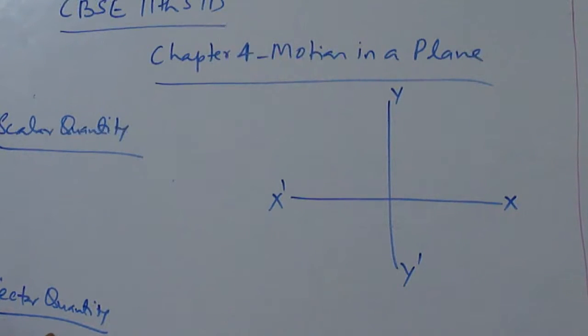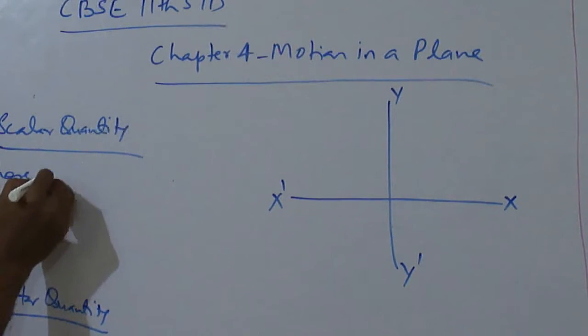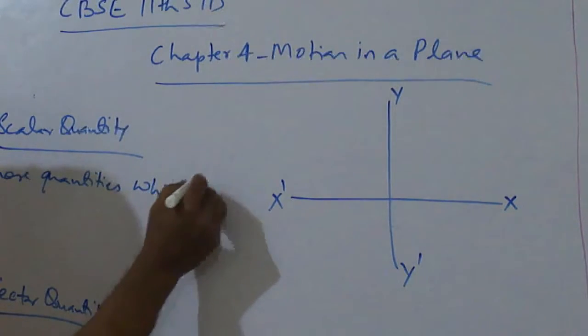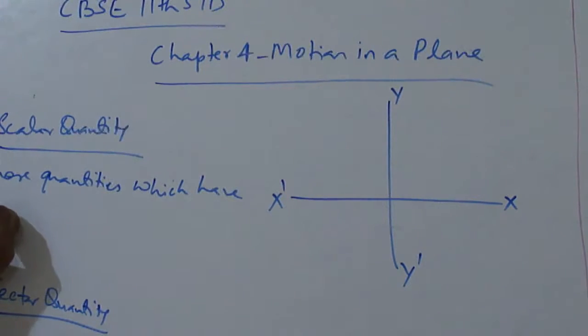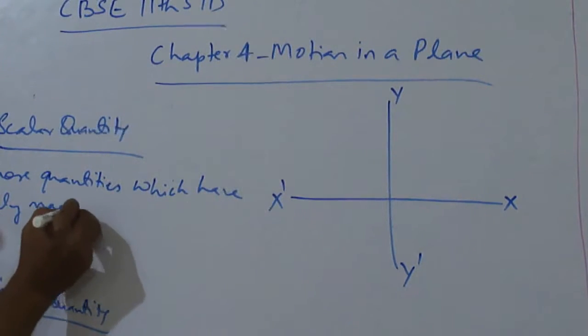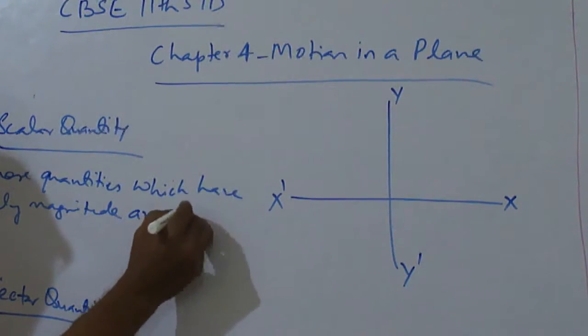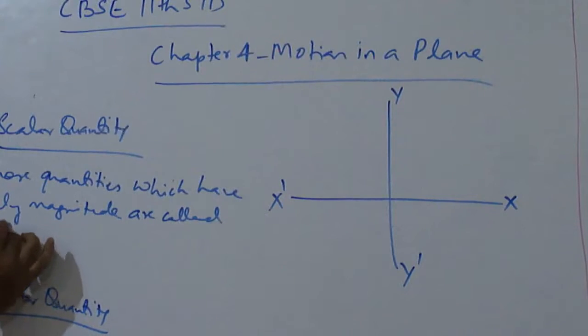Any example for vector quantity? Acceleration, just now we have discussed. Right. Temperature will come under scalar quantity because it does not have any direction. It has only magnitude. Okay. Right. So we will write: those quantities which have only magnitude are called scalar quantities.